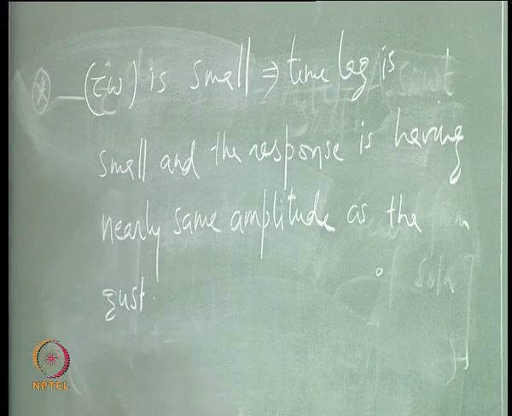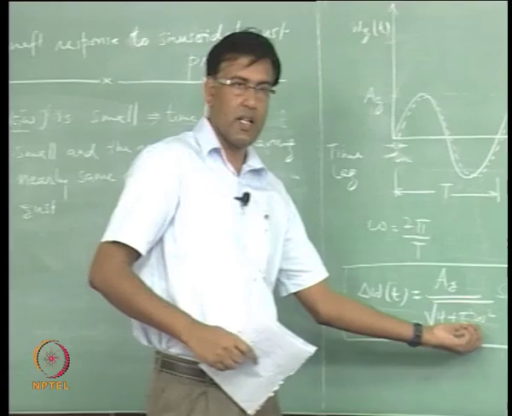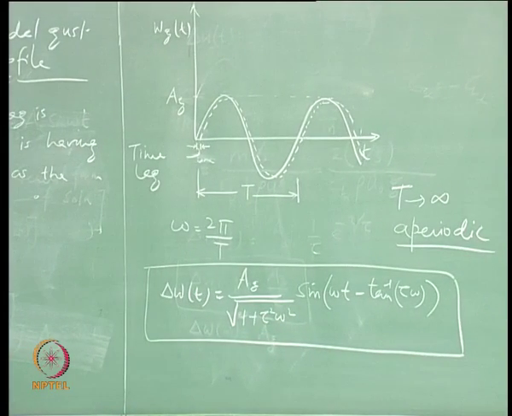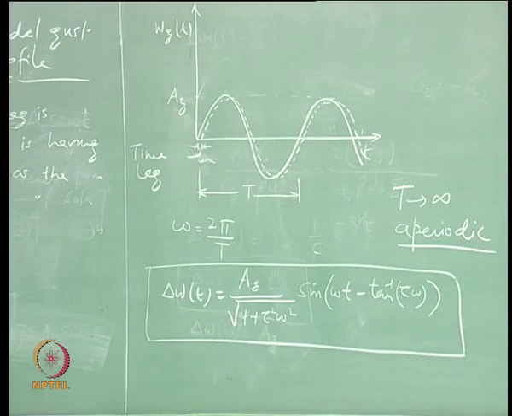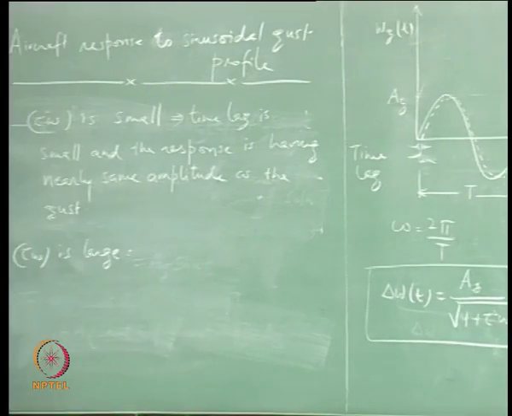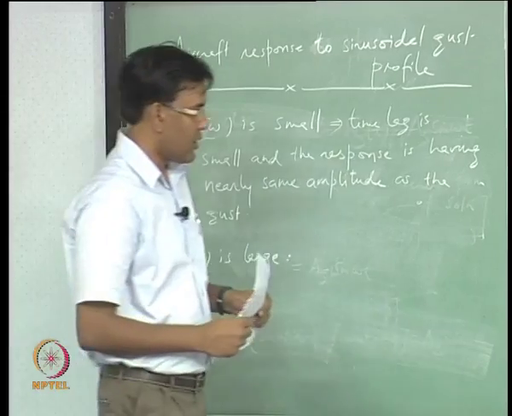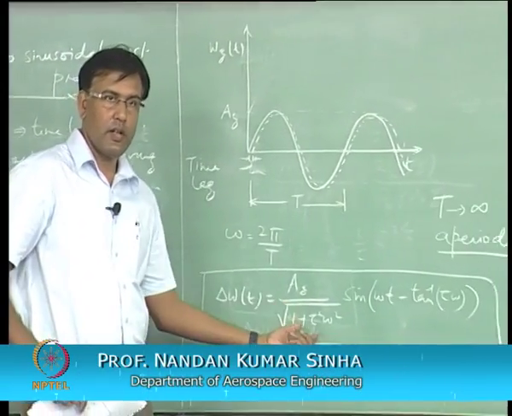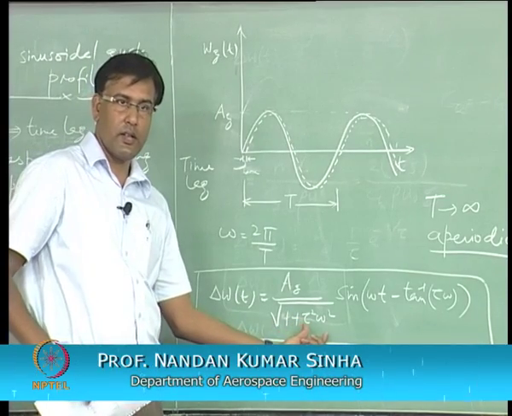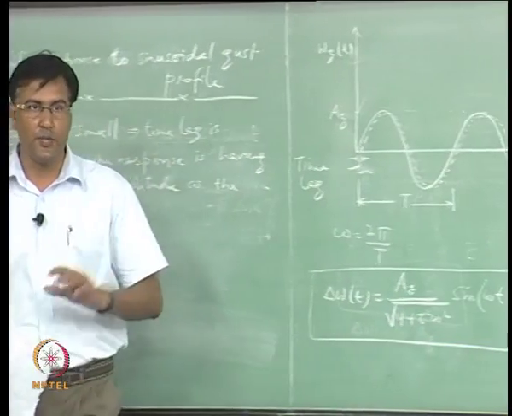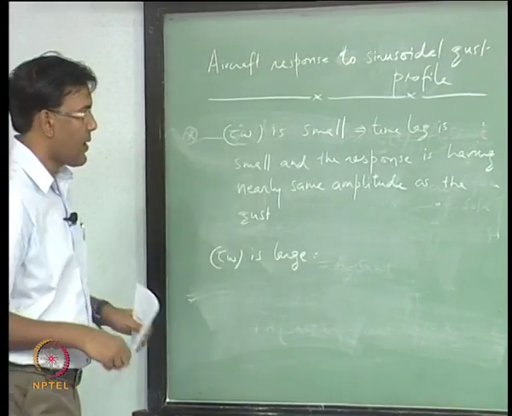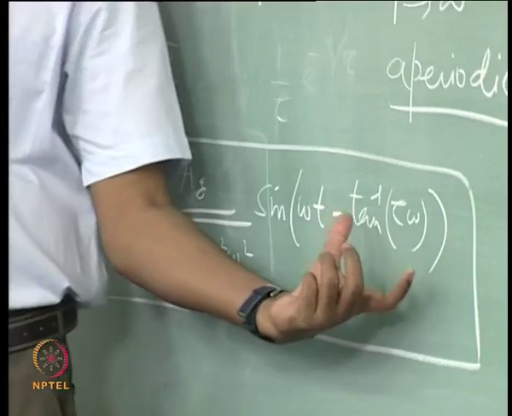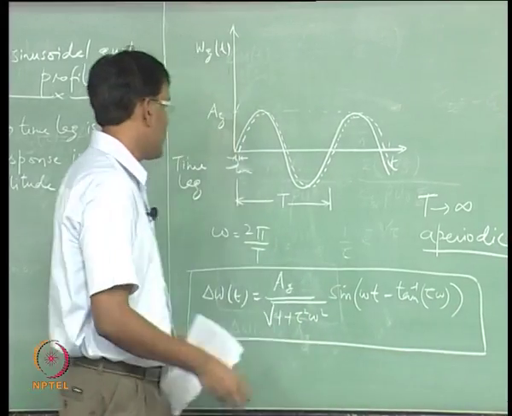Look at what happens when this is large. When this is large, the amplitude is going to depend upon the magnitude of this, right? It is going to be small. It is almost flattened, no? And having a large lag in time, right?